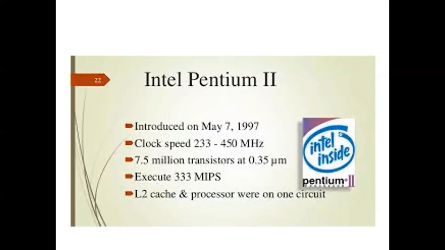Intel Pentium 2. It was introduced on May 7, 1997. The clock speed is 233 to 450 MHz. It has 7.5 million transistors at 0.35 micrometers. It executes 333 MIPS, million instructions per second. L2 cache and processor were on one circuit.